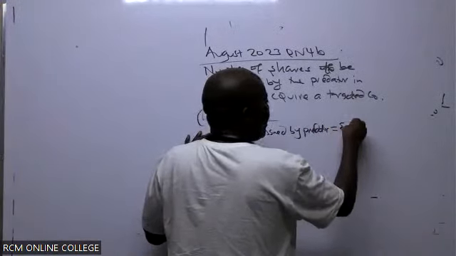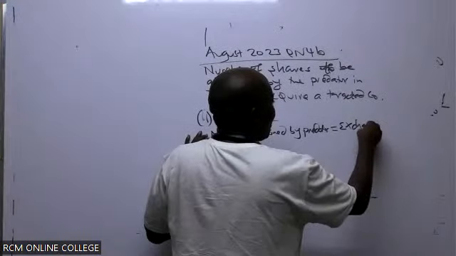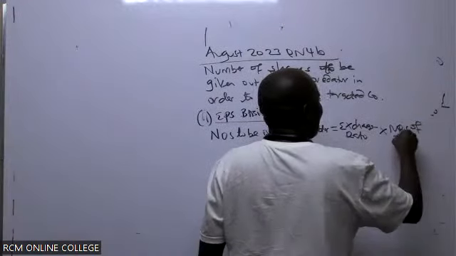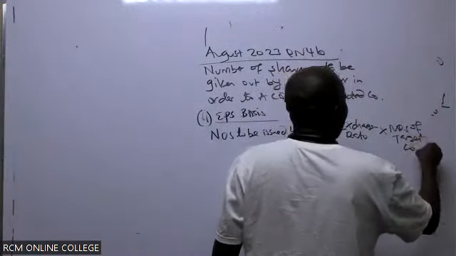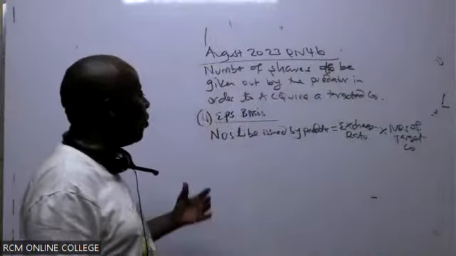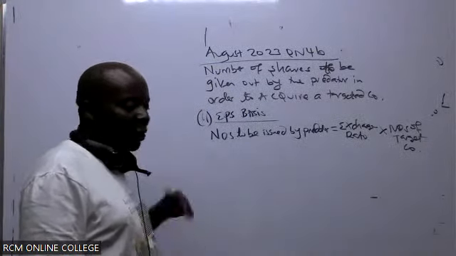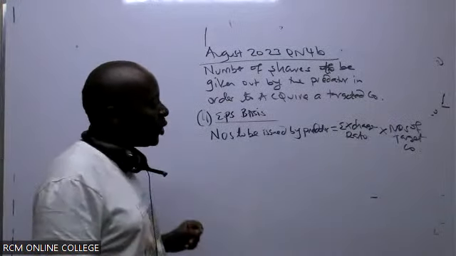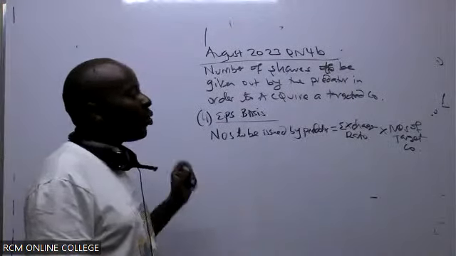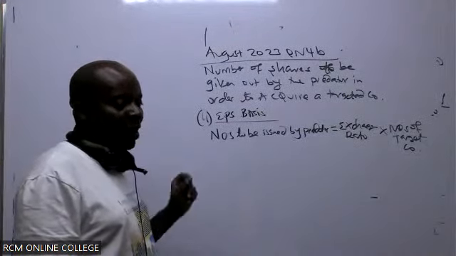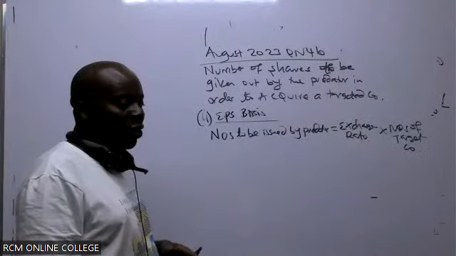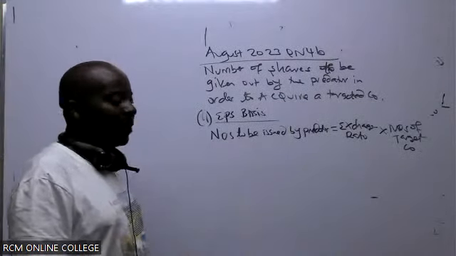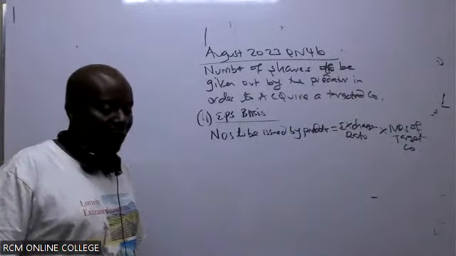We'll take the exchange ratio times NOS of the target company. Anytime they want us to give them NOS of the predator, NOS stands for number of shares to be issued out by the predator. Always take the exchange ratio times the number of ordinary shares of the targeted company.